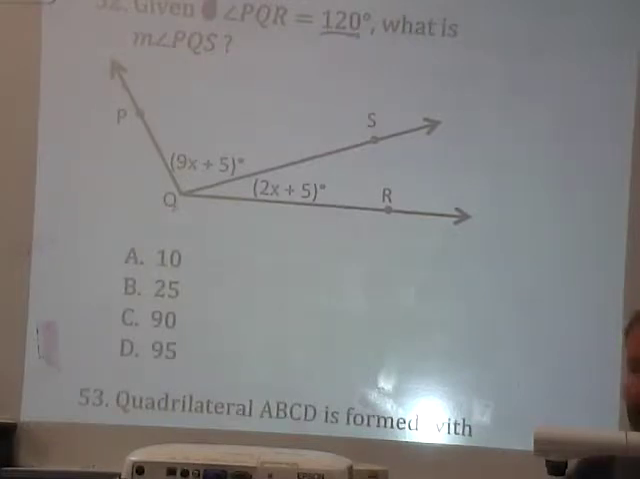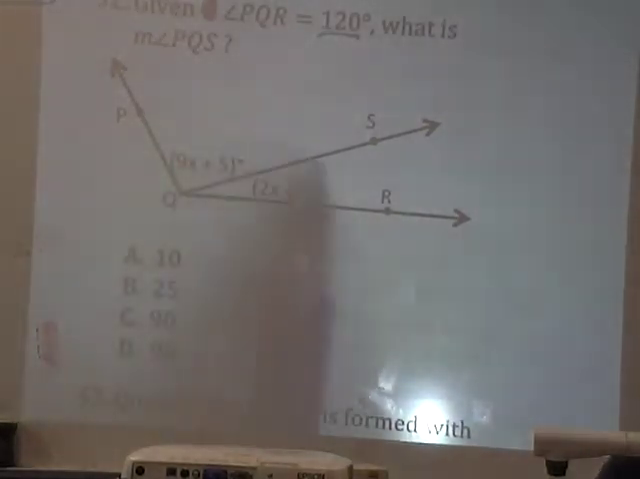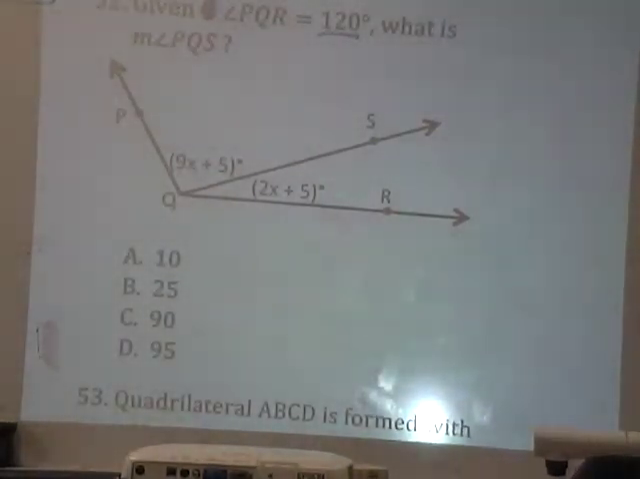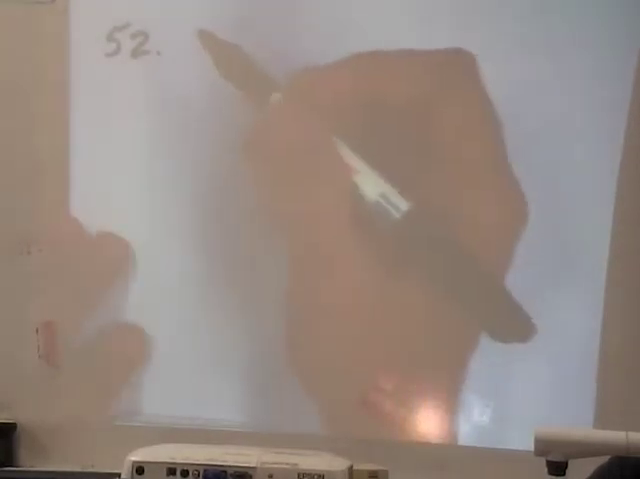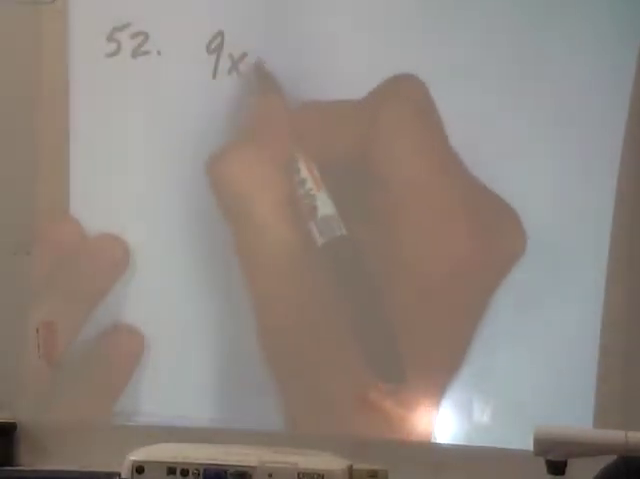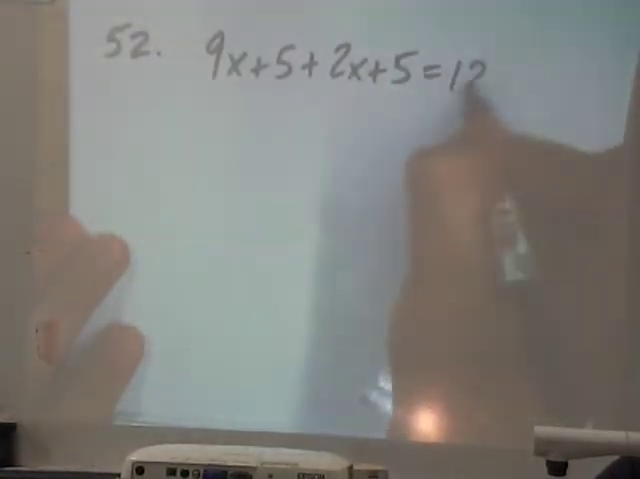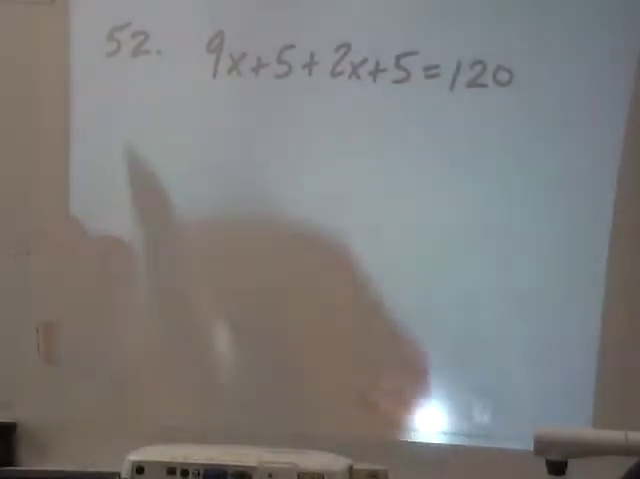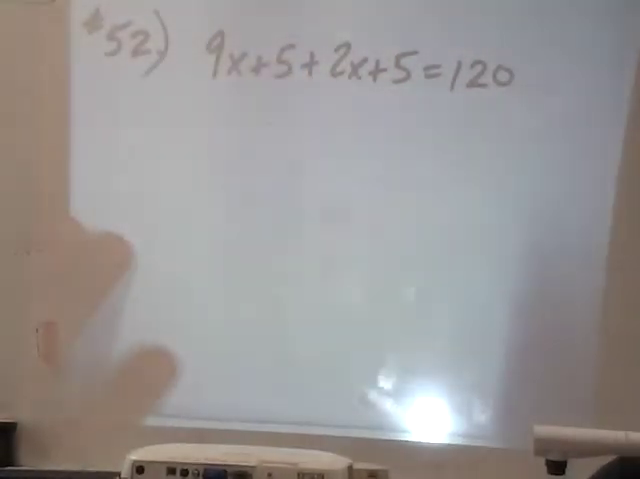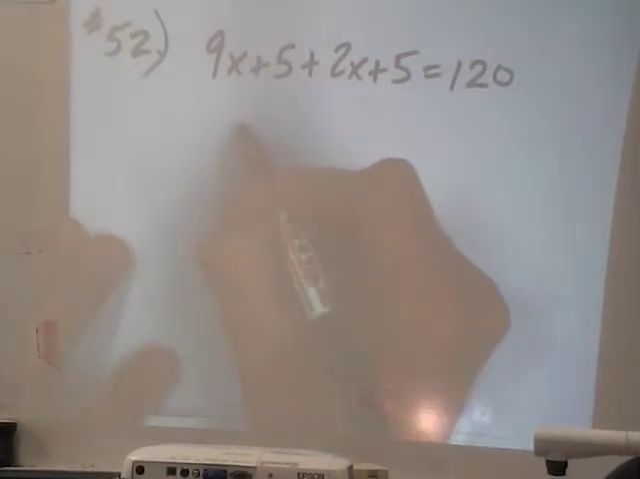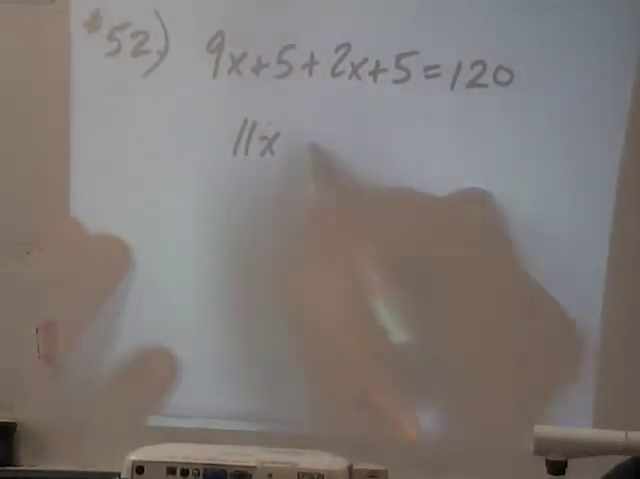What equation do we set up? Yes. 9x plus 2x plus 5 equals 120. Yeah, these two together have to equal 120, right? So let's do that. All right, what can I do on the left-hand side? How many x's do I have? 11x plus 10.